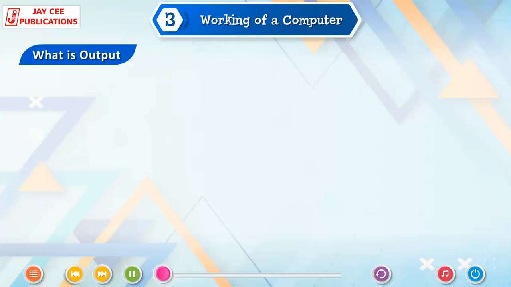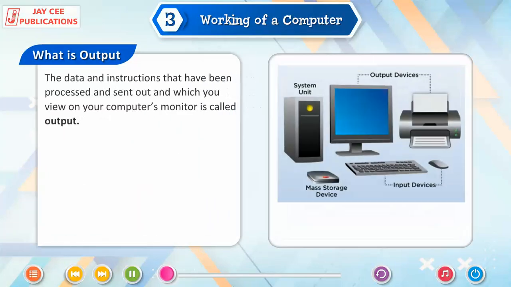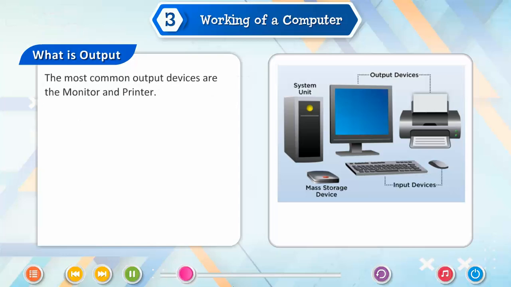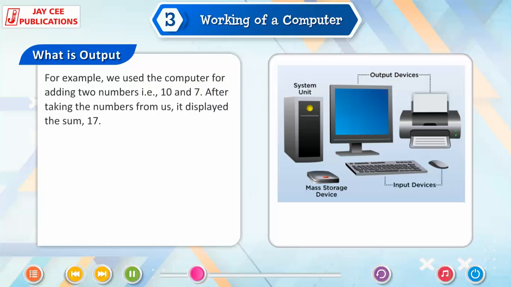What is output? The data and instructions that have been processed and sent out, and which you view on your computer's monitor, are called output. The most common output devices are the monitor and printer. For example, we use the computer for adding 2 numbers, that is 10 and 7. After taking the numbers from us, it displayed the sum 17.